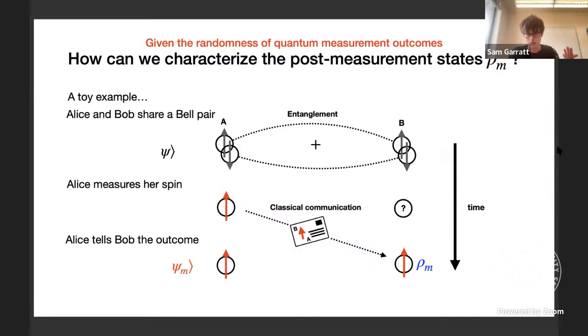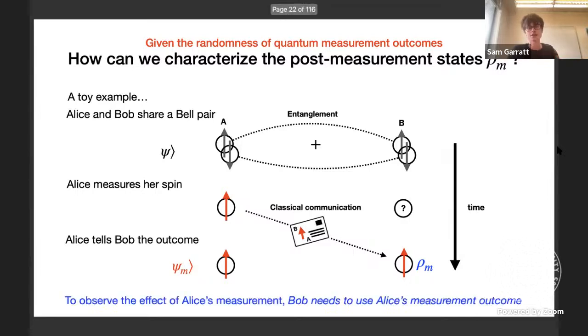And so what I want to illustrate here is that if you want to observe the effect of a measurement, you have to use the measurement outcome. If you perform a measurement in one location in space and you want to see the effect that it's had elsewhere, you have to find some way of using the measurement outcome. If you throw away the measurement outcome, that's basically what the environment is doing. That's like dephasing. So this is going to be a key part of our scheme. We're going to have to find some way to use measurement outcomes.